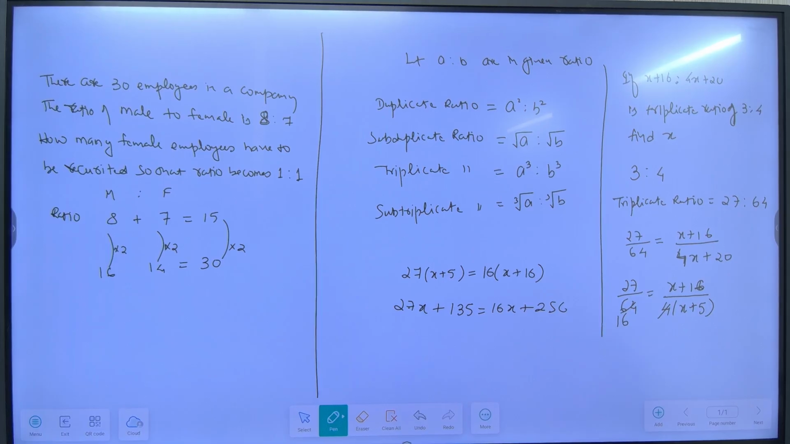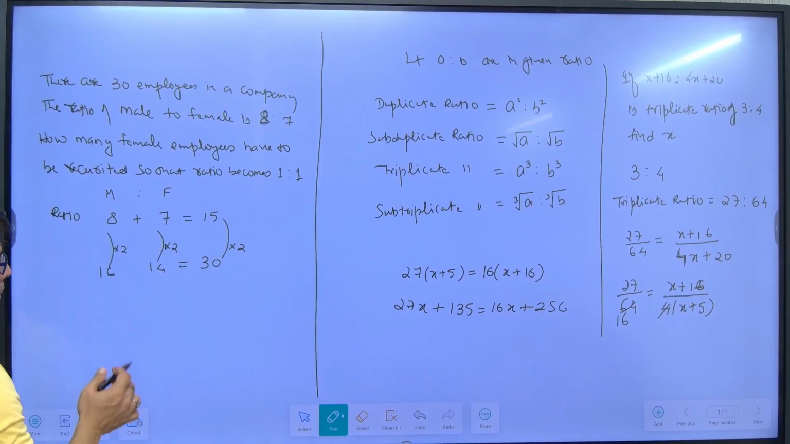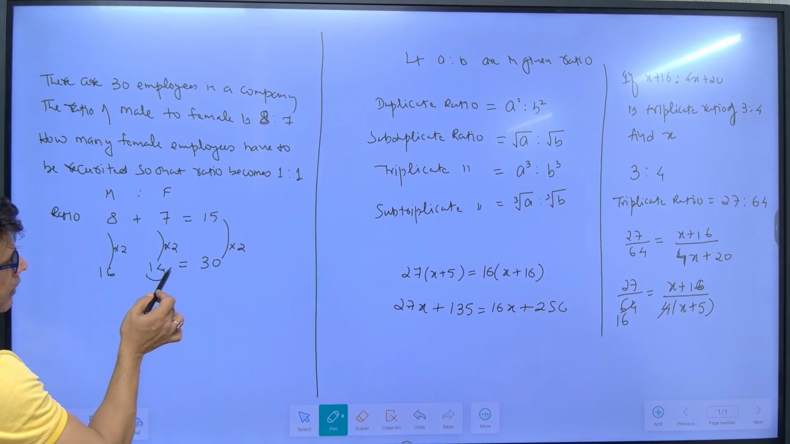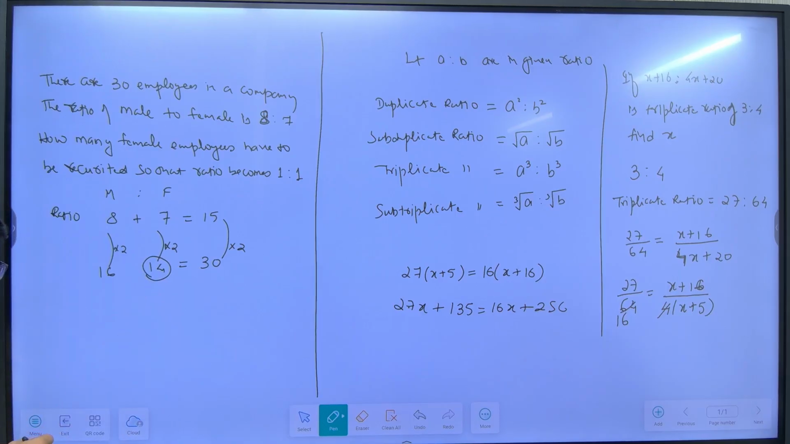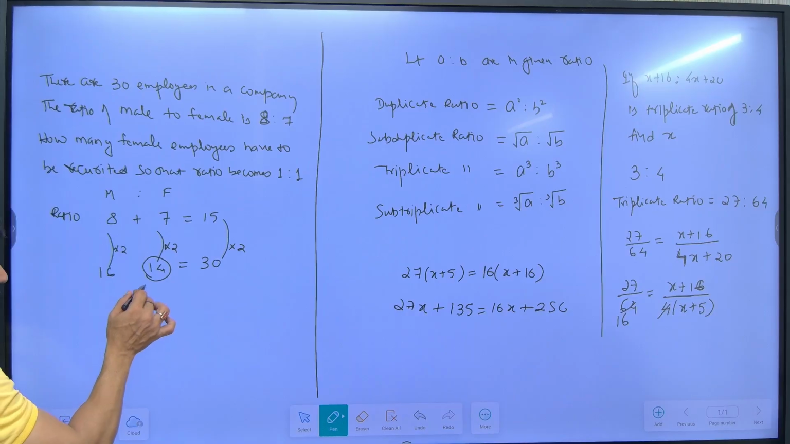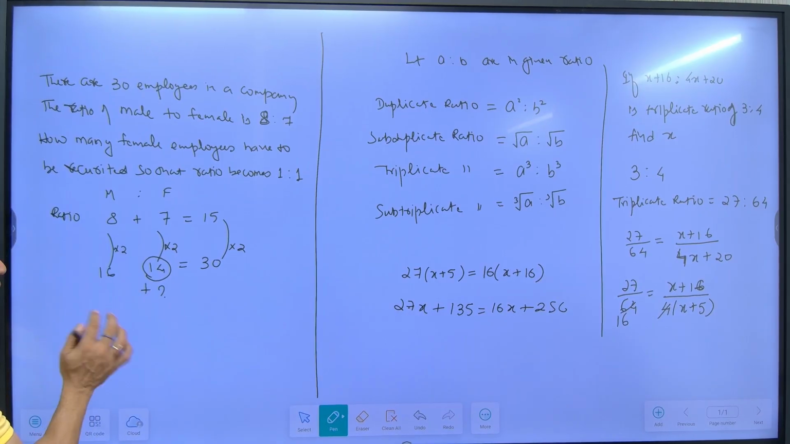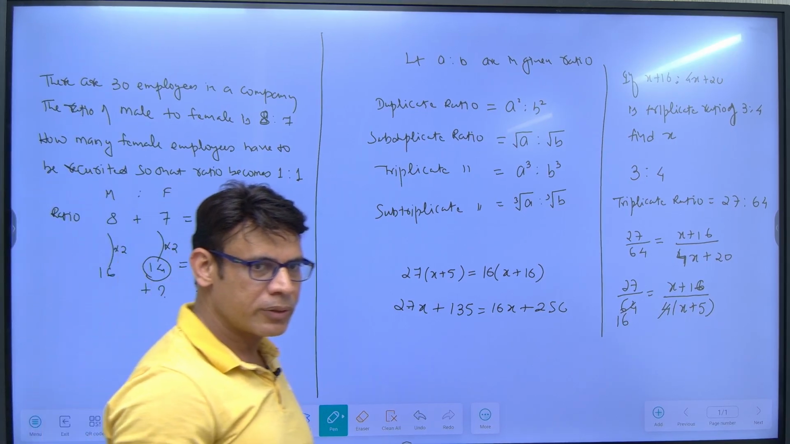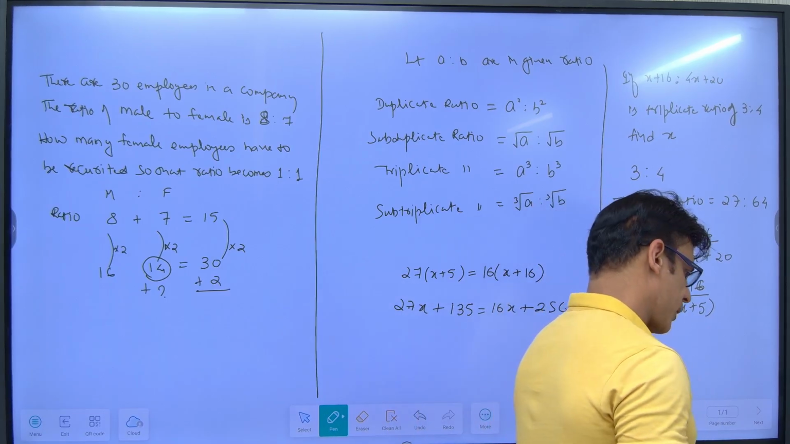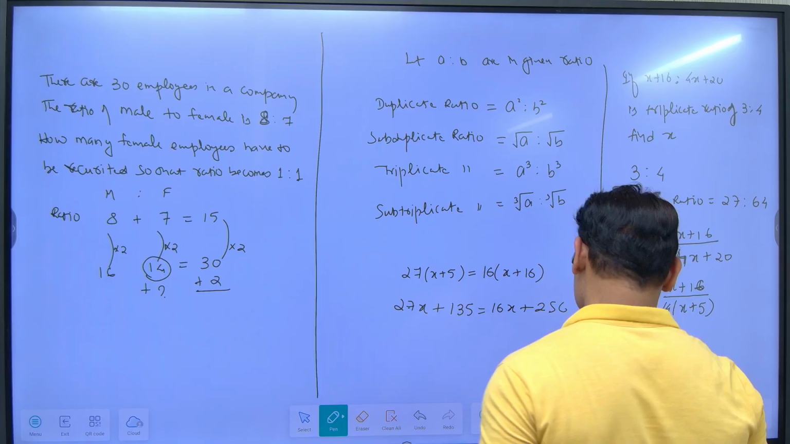You want the ratio to become how much? 1:1. If you want their ratio to become 1:1, you need same number of females. How many females do we have? 14. How many males do we have? So how many females we need? 2. So how many more people we have to recruit? 2 more people. So that the ratio becomes equal. Understood? All of you understood?